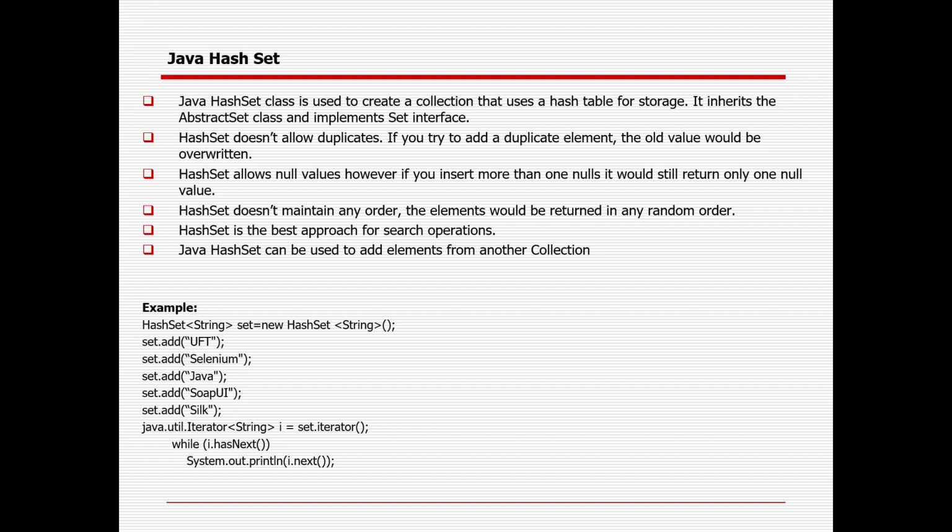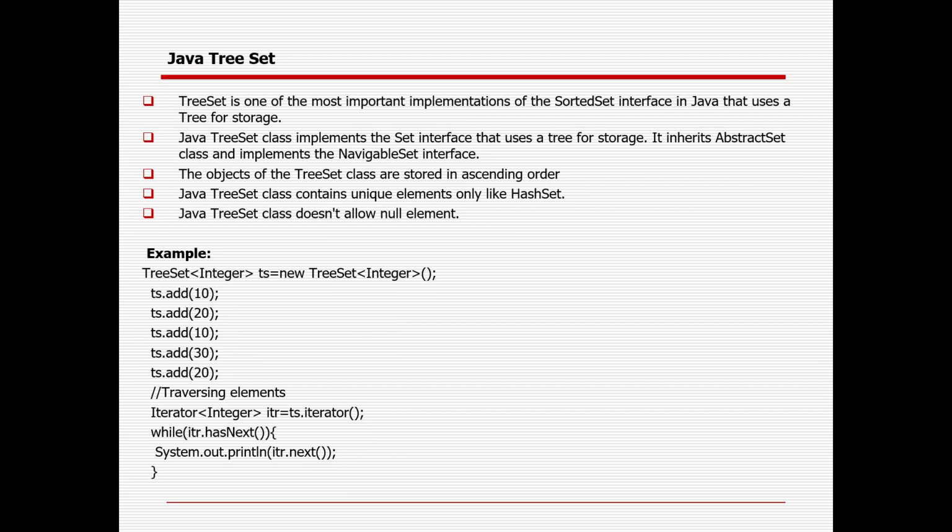So TreeSet is one of the most important implementations of the SortedSet interface in Java that uses a tree for storage. Java TreeSet class implements the Set interface that uses a tree for storage. It inherits AbstractSet class and implements the NavigableSet interface. The objects of the TreeSet class are stored in ascending order.